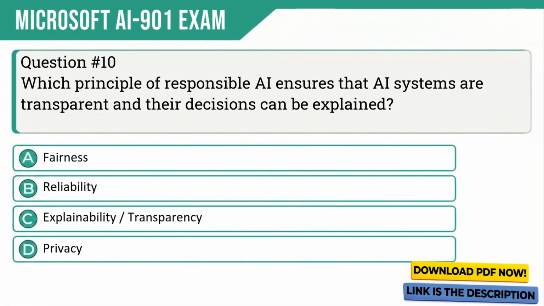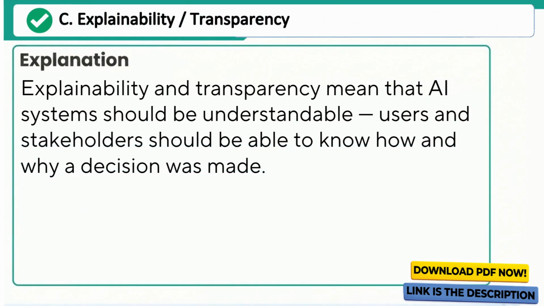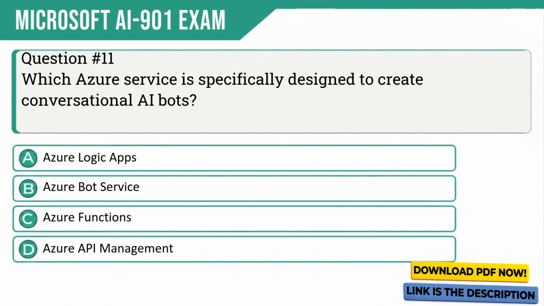Question number 10. Which principle of responsible AI ensures that AI systems are transparent and their decisions can be explained? A. Fairness. B. Reliability. C. Explainability, transparency. D. Privacy. Correct answer, C. Explainability, transparency. Explanation. Explainability and transparency mean that AI systems should be understandable. Users and stakeholders should be able to know how and why a decision was made. Question number 11.